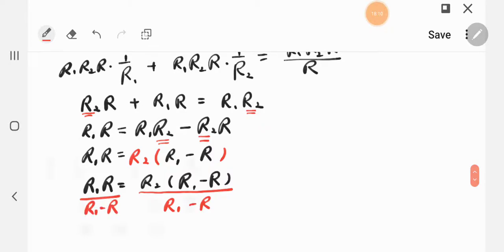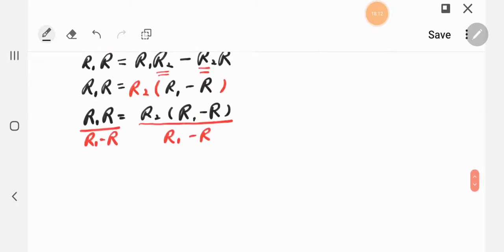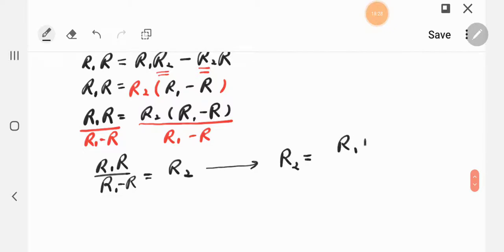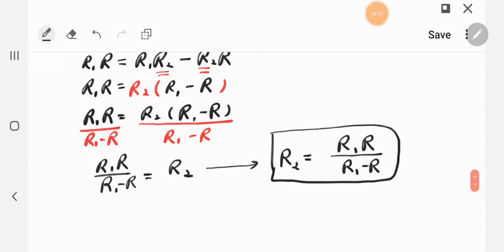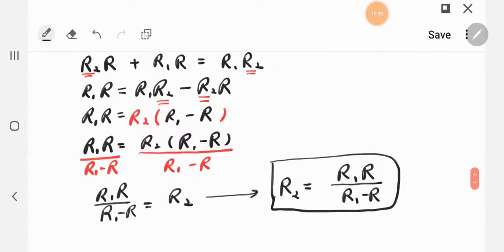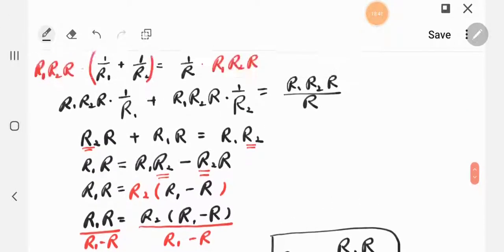All right, then the right side cancels out. So we have only R2, and R1 minus R cancels out. So finally, the solution for R2 will be the expression R1 times R divided by R1 minus R. Okay, that's how we solve for R2 in this equation.